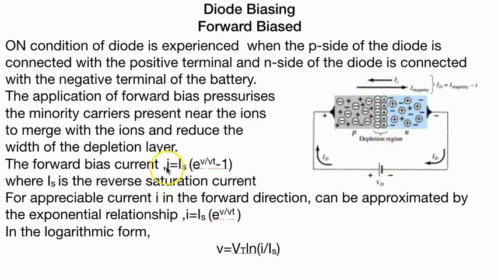Now we have already talked about the diode current: the diode current is equal to I = Is (e^(V/Vt) - 1), where Is is the reverse saturation current. For appreciable current in the forward direction, it can be approximated by the exponential relation I = Is e^(V/Vt). In the logarithmic form, we can say that V = Vt ln(I/Is).